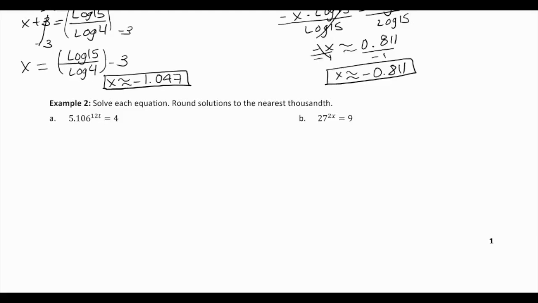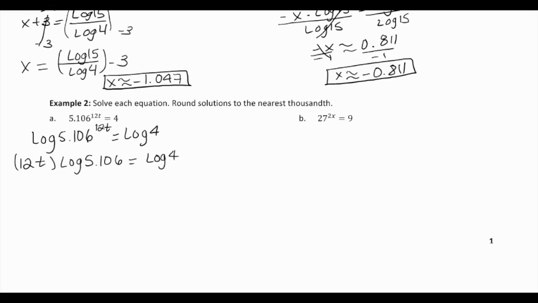For example 2, our exponential expression is isolated. So let's go ahead and take the log on both sides. We apply the power property of logs. So that's going to give me 12t times the log of 5.106 equals the log of 4. And the same thing, we need to solve for t here. So first we're going to divide both sides by log of 5.106.